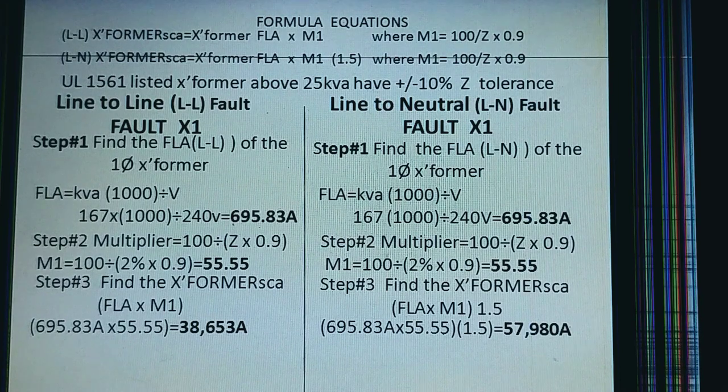Okay, the 2% impedance times the 0.9 is equal to 1.8 new impedance, where you can notice this 1.8 is slightly higher than the chart and the table of the manufacturer and the NEMA standard, which is only 1.6. Well, the main reason is the voltage fluctuation that changes the impedance value.